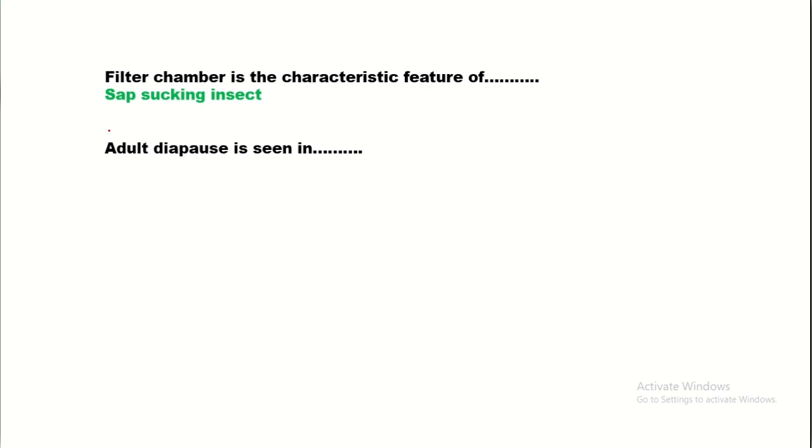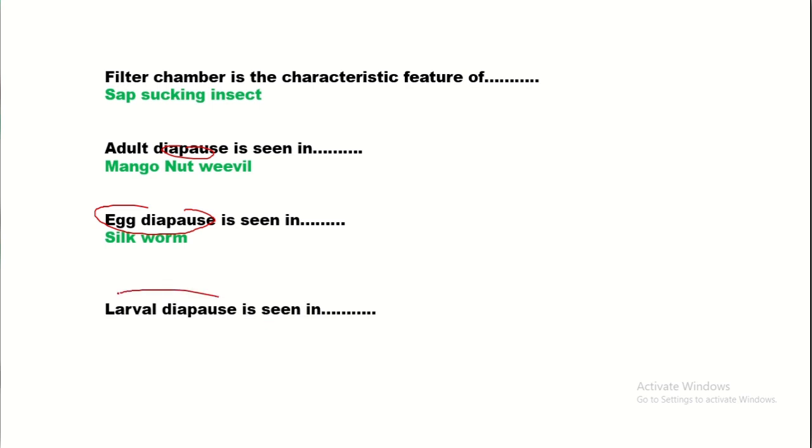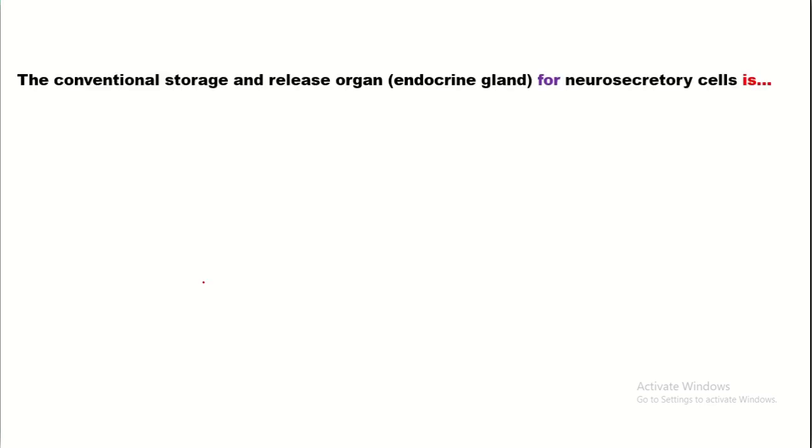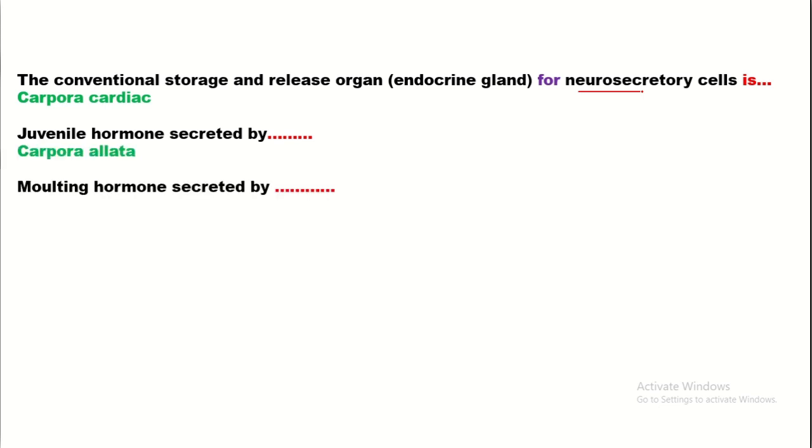Adult diapause seen in mango nut weevil. Egg diapause seen in silkworm. Larval diapause seen in pink bollworm. The conventional storage and release organ for neurosecretory cell is corpora cardiaca. Juvenile hormone secreted by corpora allata. Molting hormone secreted by prothoracic gland.